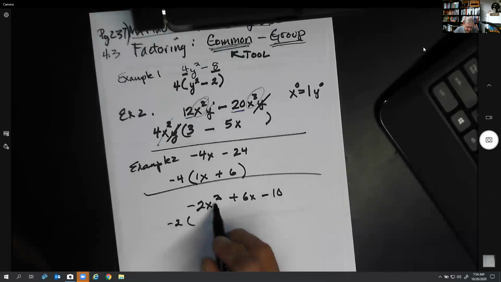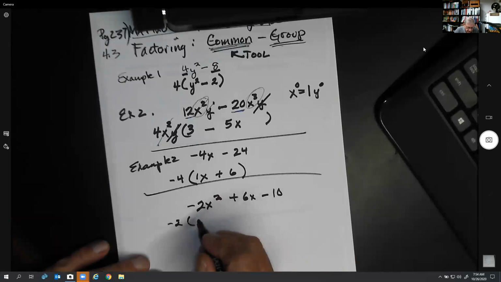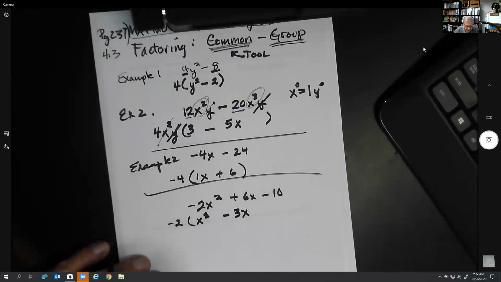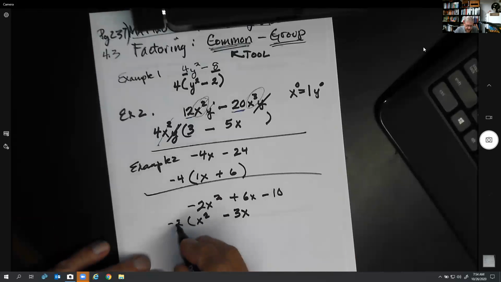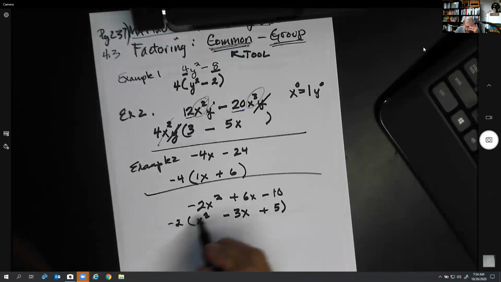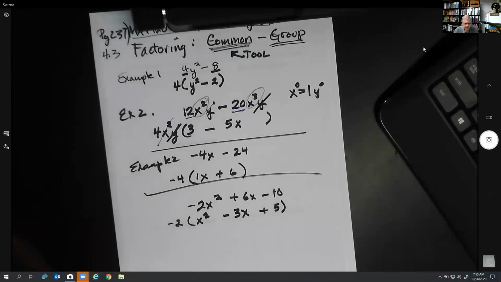No x's, because this is x squared times x, but there is no x at the end, so you can't take on an x. So negative 2 times x squared gives me negative 2x squared. Sign change: negative 2 times minus 3x, a negative times a negative is positive, and negative 2 times 10, or negative 10 divided by negative 2, is a positive 5. You can think of it either way, like you're dividing these. Or sometimes I think to myself, negative 2 times what gives me negative 10? Negative 2 times 5 gives me negative 10, a positive 5.